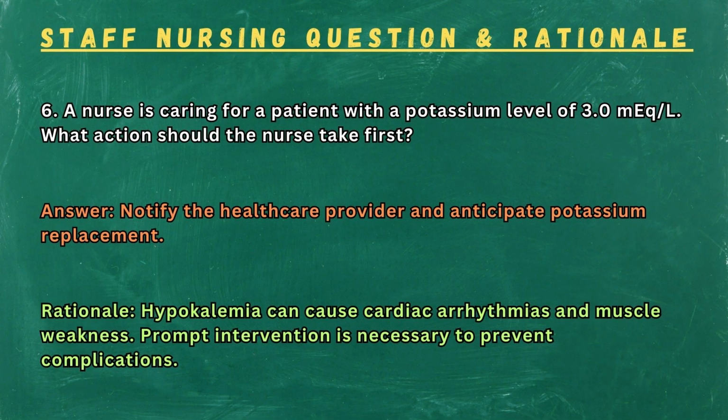6. A nurse is caring for a patient with a potassium level of 3.0 milliequivalents per liter. What action should the nurse take first? Answer: notify the healthcare provider and anticipate potassium replacement.